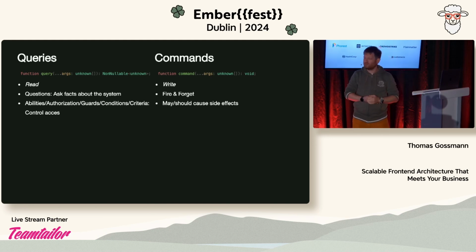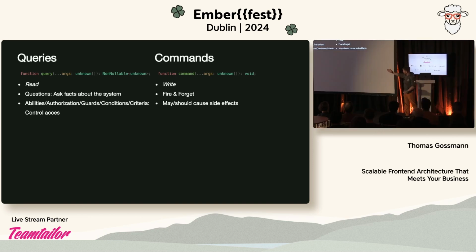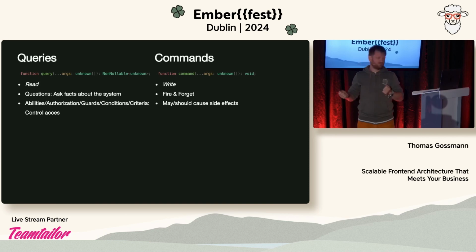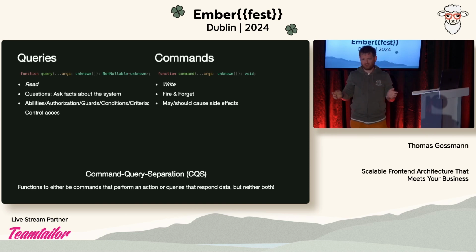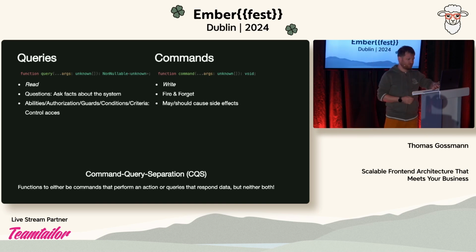We may ask questions about the system that return facts that we can then display in the UIs. For a lot of things, this means controlling access, and I've found a lot of words for that. On the other side, we have commands: any write operation, in the mental model of fire and forget. They cause side effects to a system and alter the state of the system. You should use either one of them, but a function should not be both together. This is known as command and query separation.